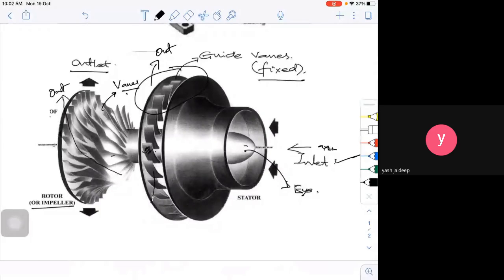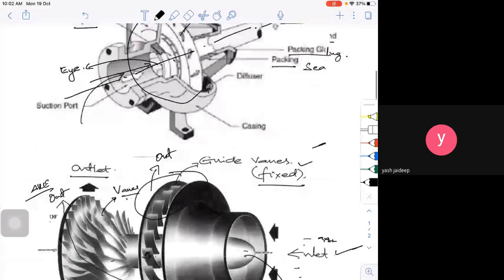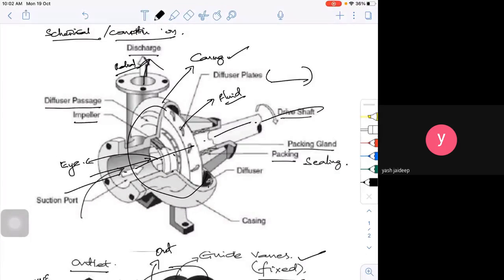Once it comes out, it will have very high kinetic energy. Part of the kinetic energy is converted in the guide vanes or fixed vanes, and part is converted in the casing, so that at the exit I'll have pressure energy or pressure head. I need to deliver the fluid to a particular height, maybe 3 meters, 5 meters, 10 meters, that's how we define it. If I'm trying to handle a compressible fluid, it is called a compressor.